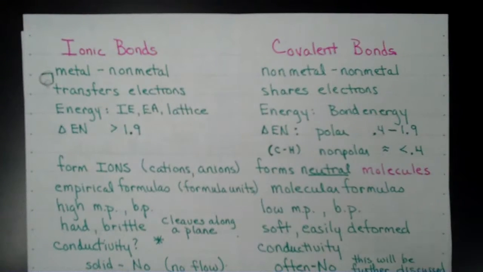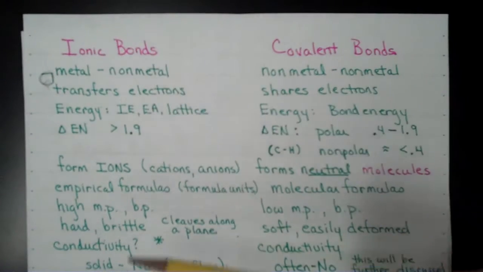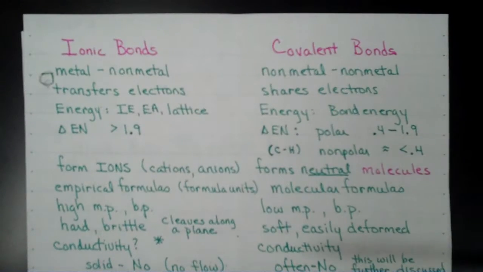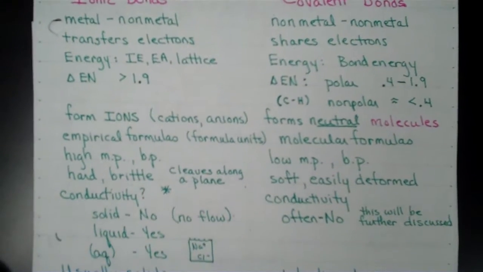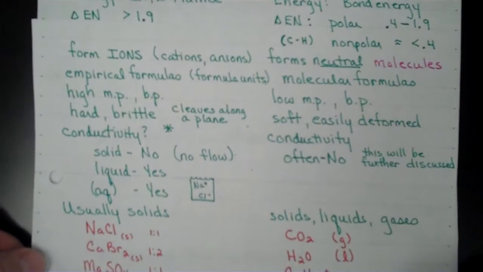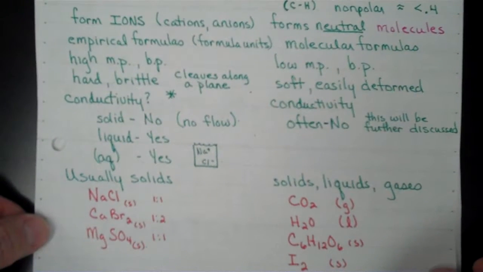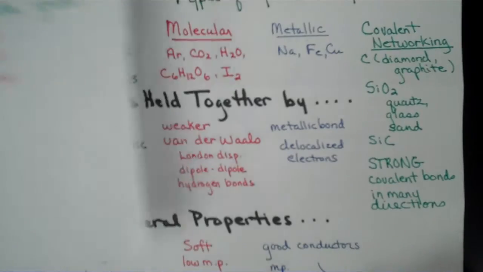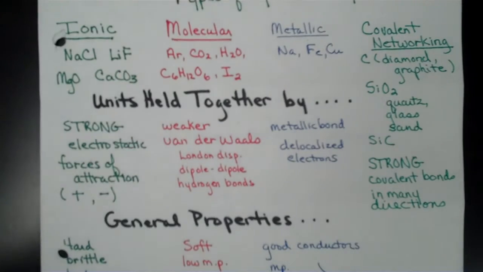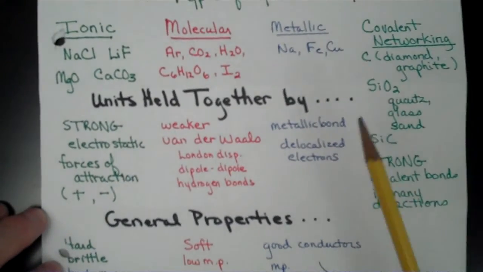You have a sheet which compares ionically bonded compounds with covalently bonded compounds, and you have examples of those compounds, so make sure that you take the time to go back and thoroughly review that information. Now, today, what we're going to pick up on is the 4 types of crystals and their properties.